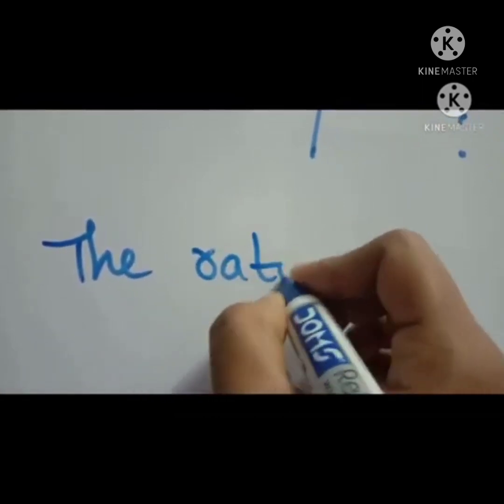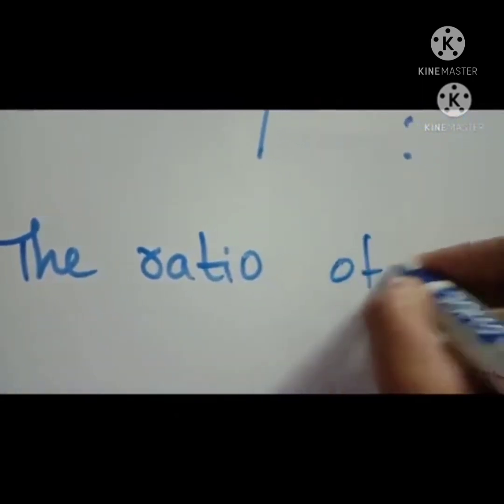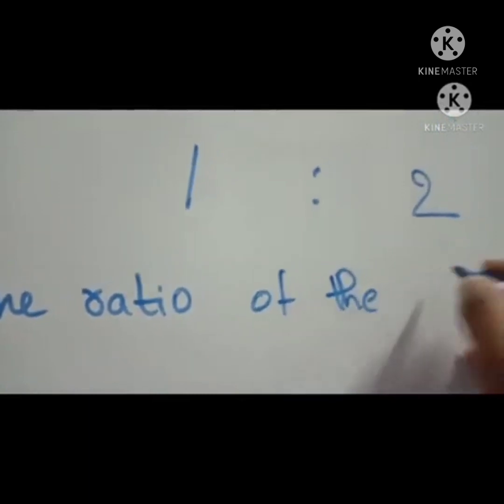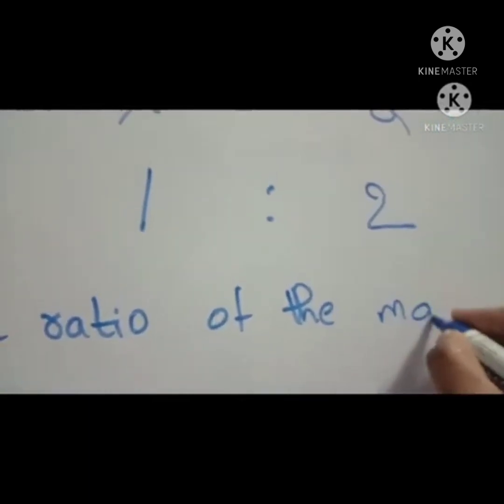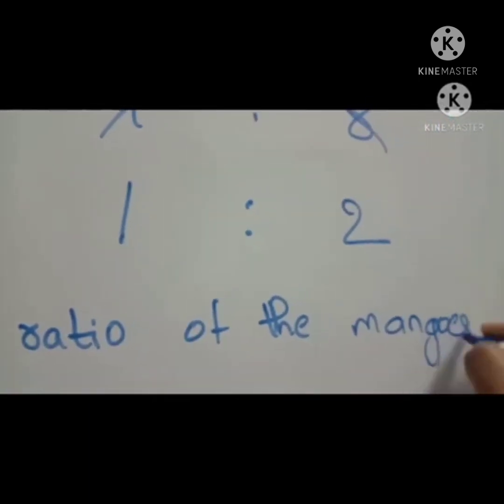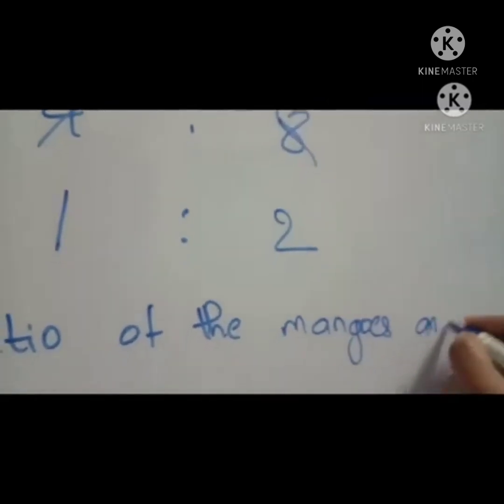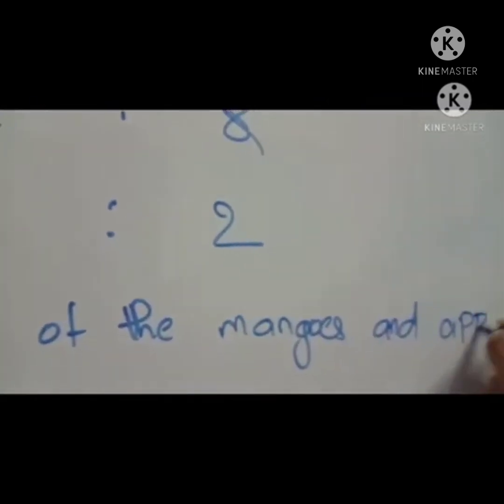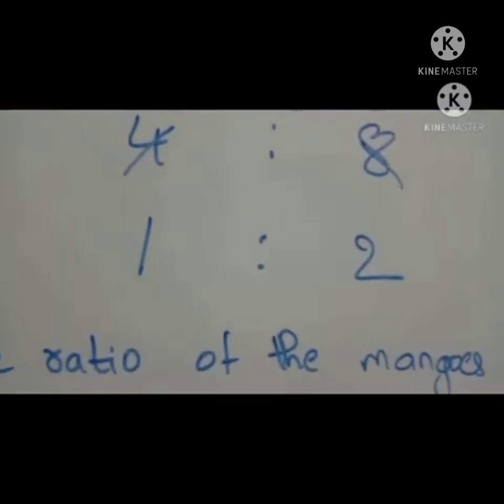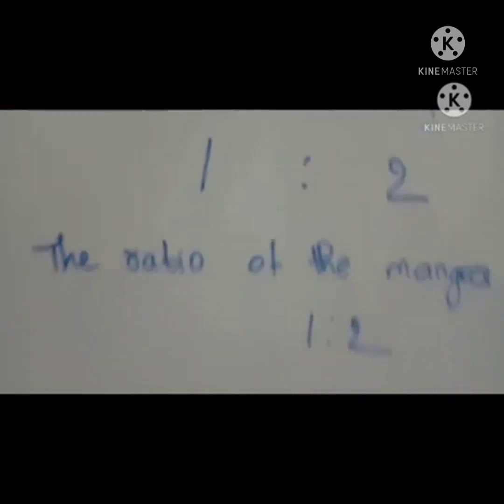The ratio of the mangoes and apples. What is the ratio? 1 is to 2 is the ratio.